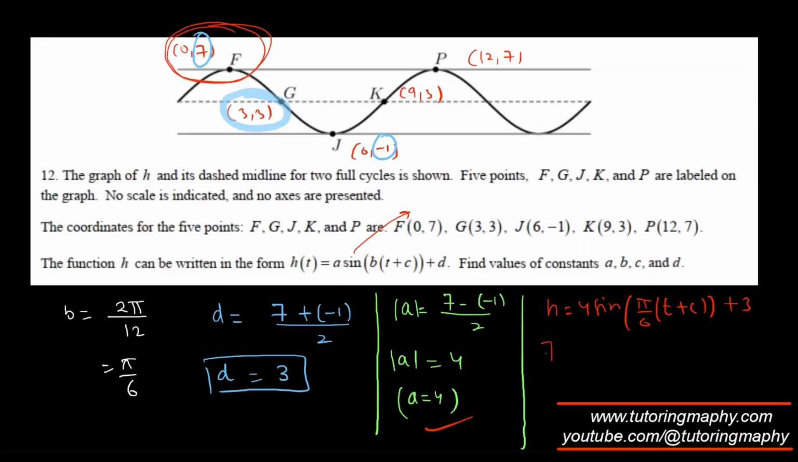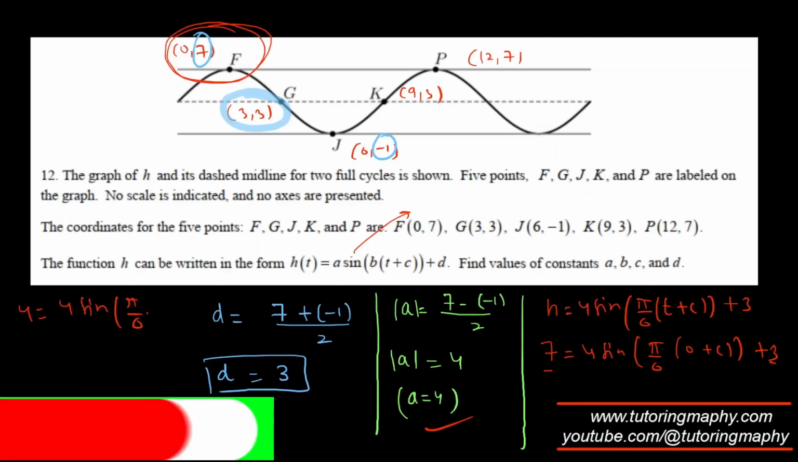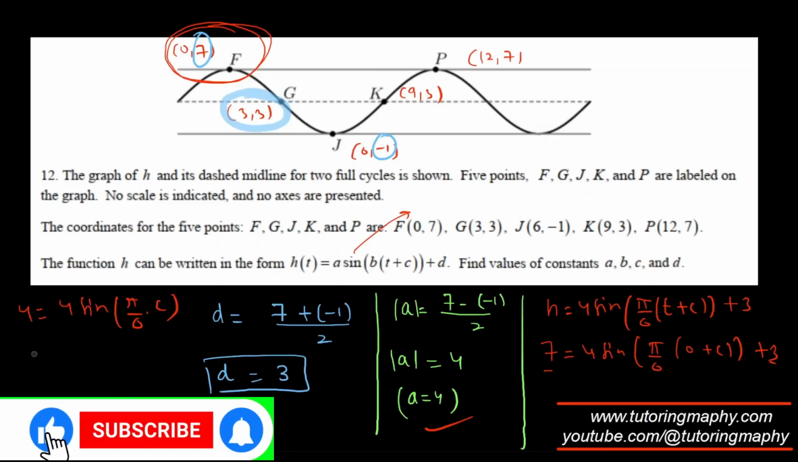So h is 7, so 7 is equal to 4 sine pi over 6 t plus c. Not t plus c, t is 0, right, because time is 0. So that's 0 plus c, plus 3. Okay, so 7 minus 3 is 4, subtracting 3 from both sides. So 4 is equal to 4 sine pi over 6 c, dividing by 4 on both sides.